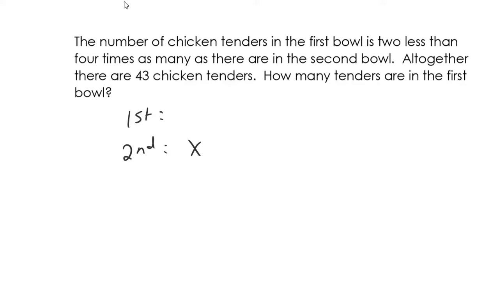So if the second is our x, then the first will be 2 less than 4 times as many as there are in the second. So once again, the subtraction implies order. That subtraction has to go in the end. The 4x has to be there to then take the 2 away from that.